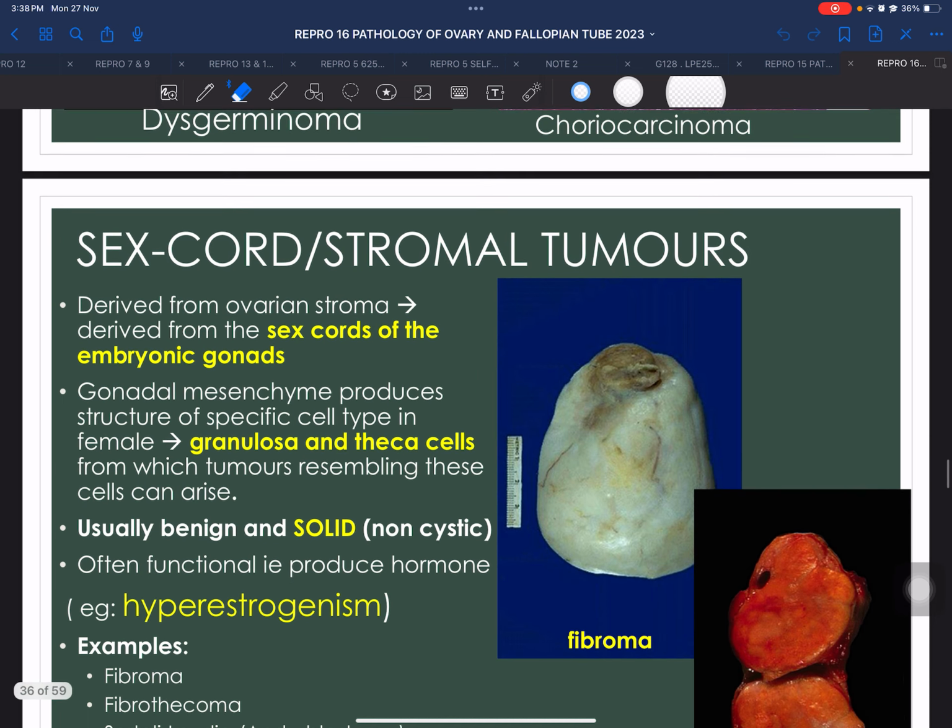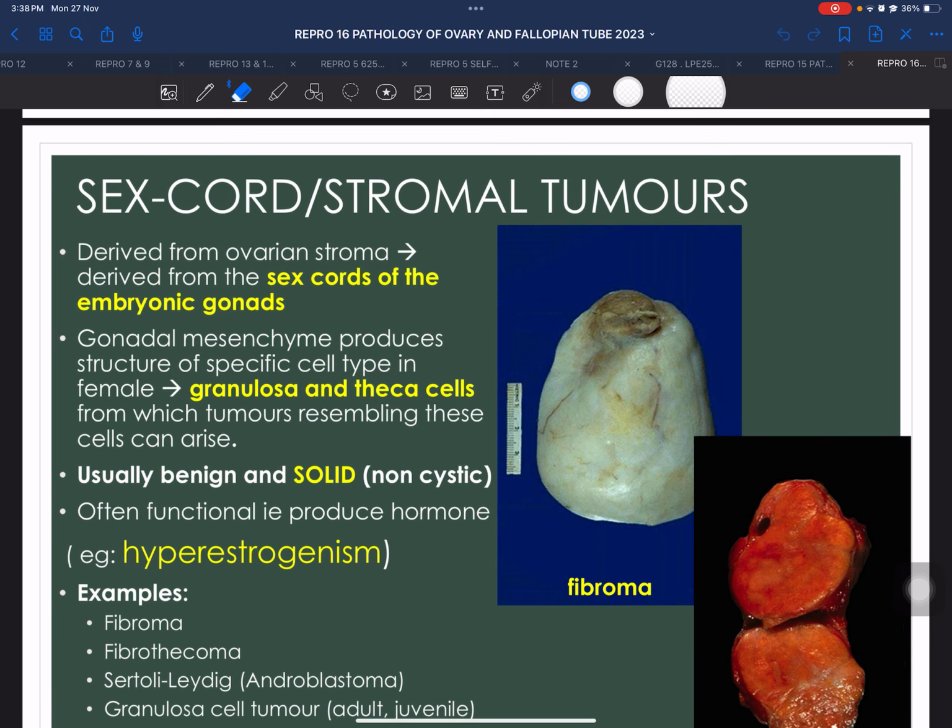So they are derived from the ovarian stroma, okay, from the sex cord of the embryonic gonads. Okay. So they produce the granulosa and theca cells. Okay. Most of the tumors from the sex cord, they are benign and they tend to be solid rather than cystic. Okay. They are also functional, okay, because they produce the hormone estrogen. So they have symptoms that are associated with hyperestrogenism. So the examples of this group of tumors are fibroma, fibrothecoma, and Sertoli-Leydig cell tumor.